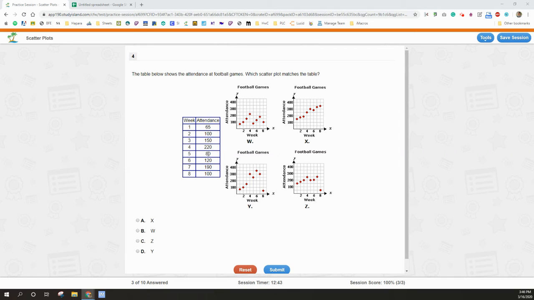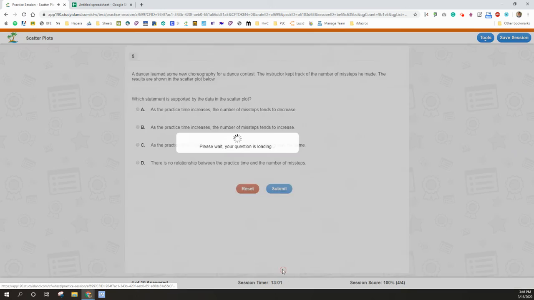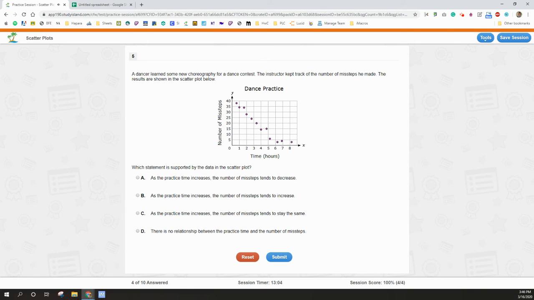So week 5, 80, and there's 5 and 80 right there. 6, 120, right there, that matches up. 7, 190, 7, 190, and finally 8, 100, and that matches up. So all of the points appear on scatter plot W. All right, next question.